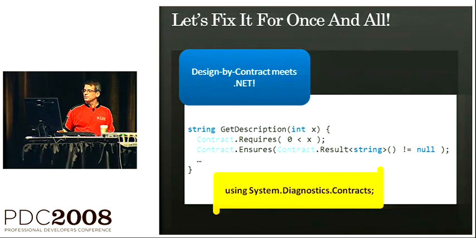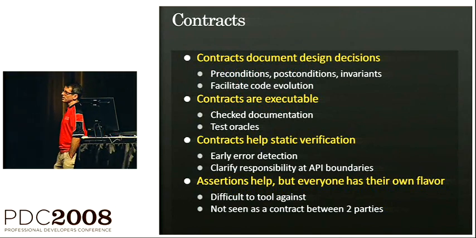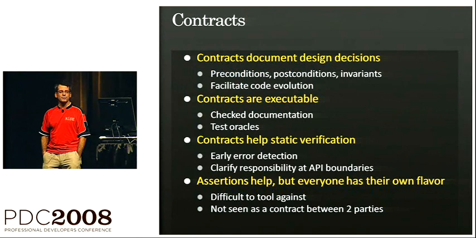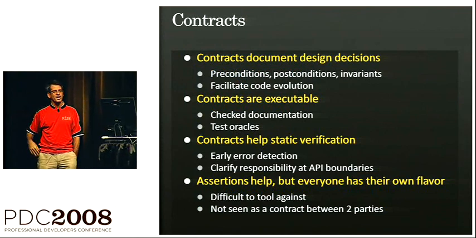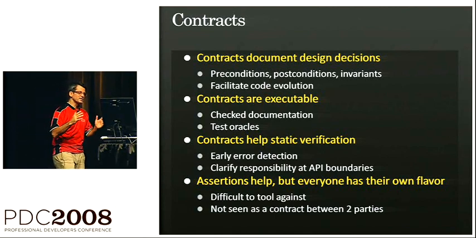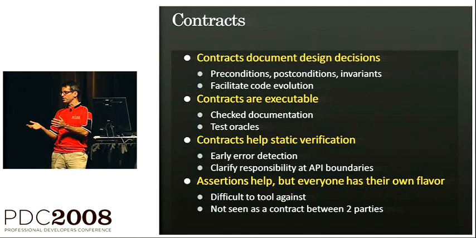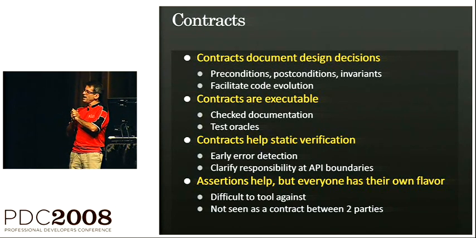Okay, well, why would you do all this? I mean, I hope that some of this is things you already believe in. Our idea is that contracts give you a way to encode the design decisions that have always been in your head. When you write code, you always have these extra ideas that there's never been a way to express other than comments or informal documentation. And it encodes the kinds of decisions that are needed as code evolves in the future.